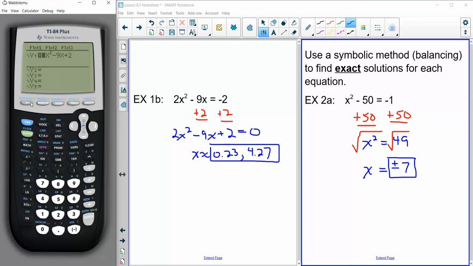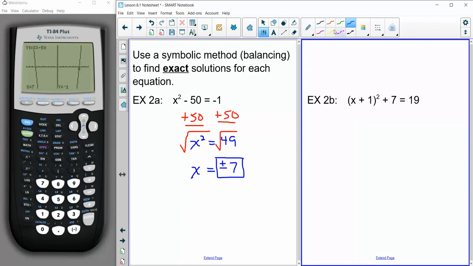If I go to the calculator and I type in, how about x squared minus 50? And I go to the table. Oh, let's go table set. Start at 0, go by 1s. Go to the table, go down to negative 7, I get negative 1. Go up to positive 7, I get negative 1. Go to the graph. Trace. Negative 7 gives me negative 1. Positive 7 gives me negative 1. All right, let's do it again.